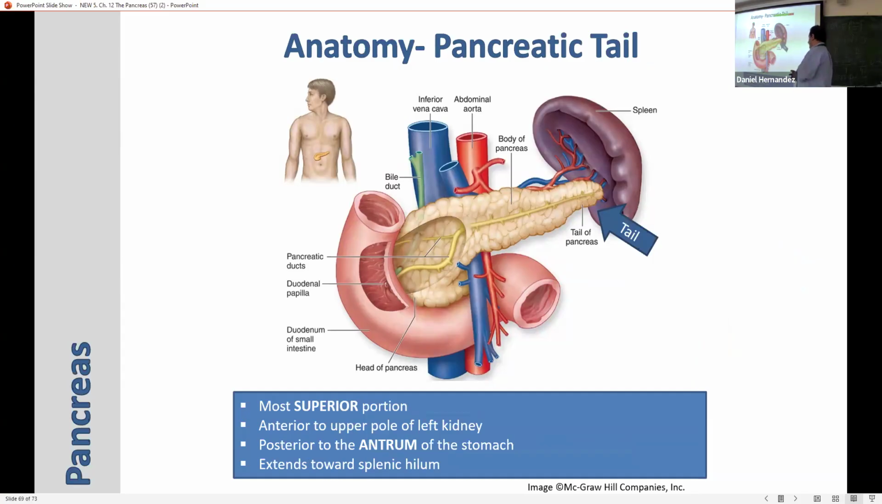It's in front of, or anterior to, the upper pole of the left kidney. The left kidney is going to be behind the tail of the pancreas. And it's also posterior to the antrum of the stomach. So it's behind, again, the end of the stomach.